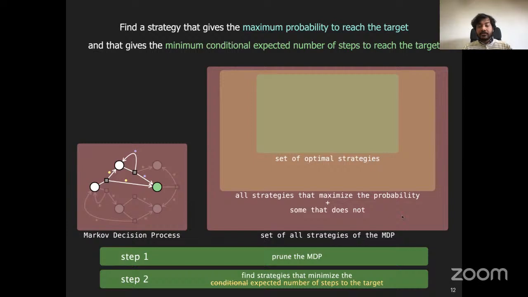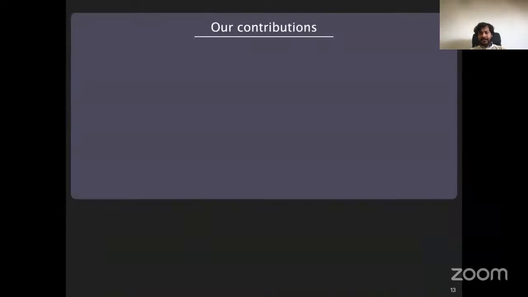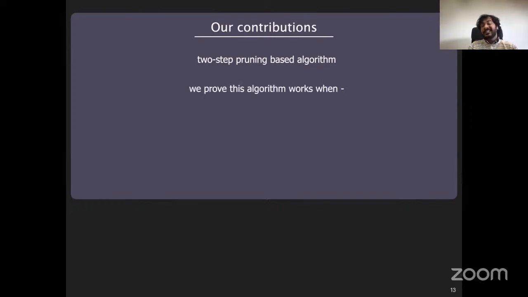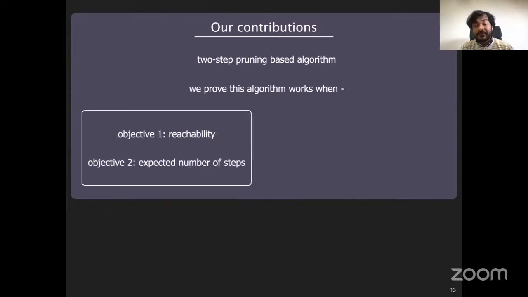So that's essentially all that I wanted to say. Our main contribution is a two-step algorithm, which first prunes an MDP and then solves a second objective on the pruned MDP. And we prove that this algorithm works when the first objective is reachability, so basically maximizing the probability to reach a state, and the second objective is the expected number of steps.